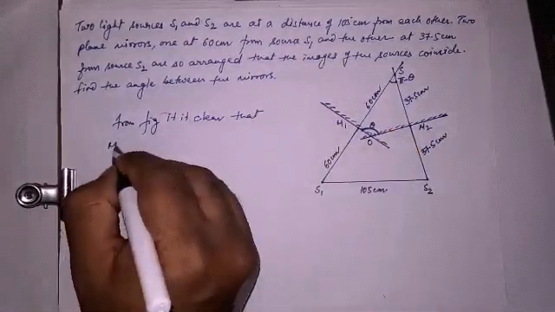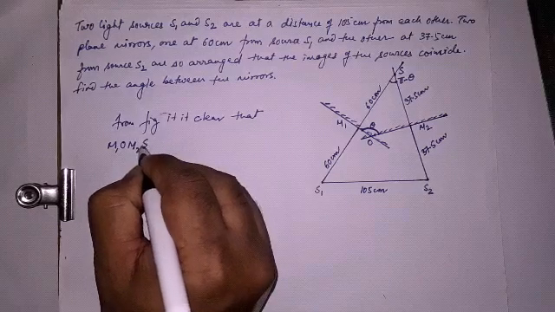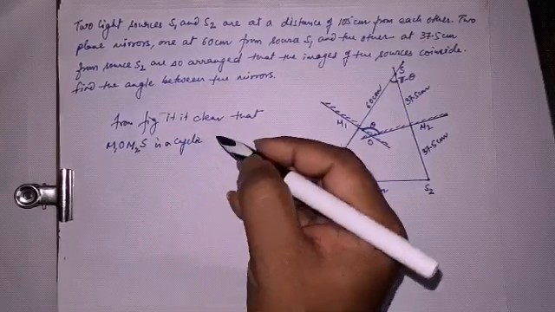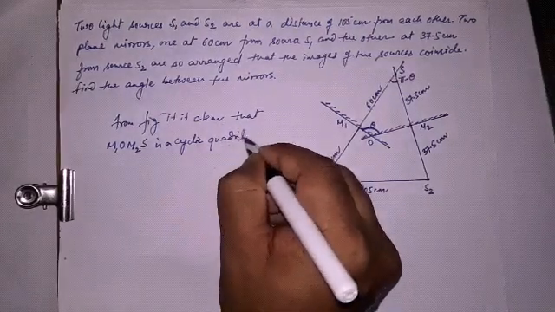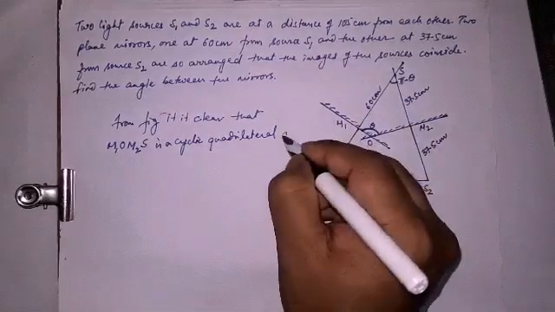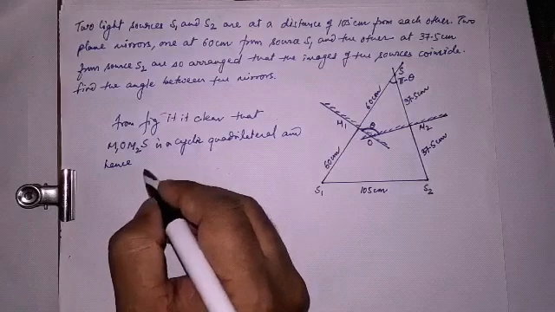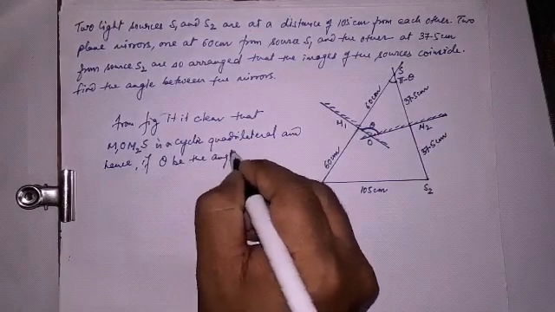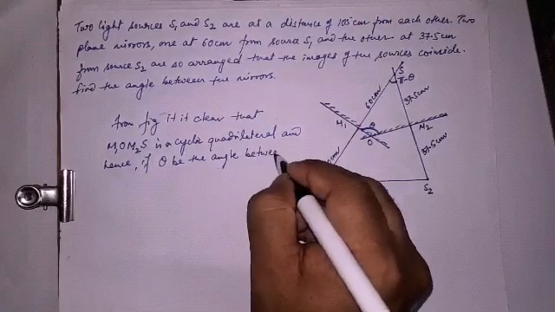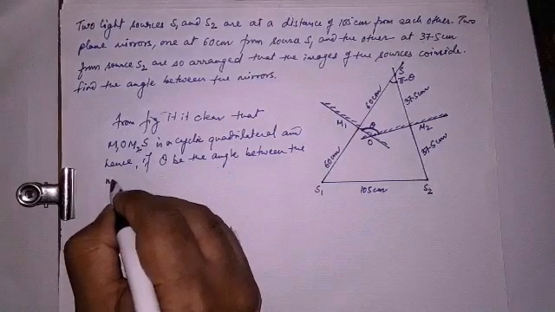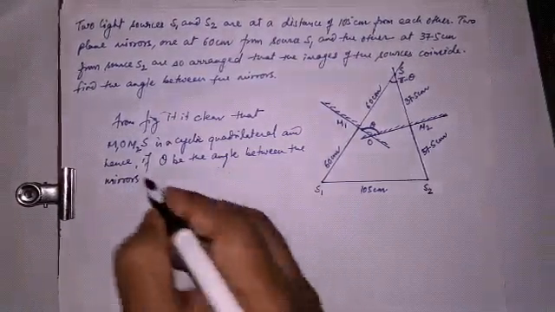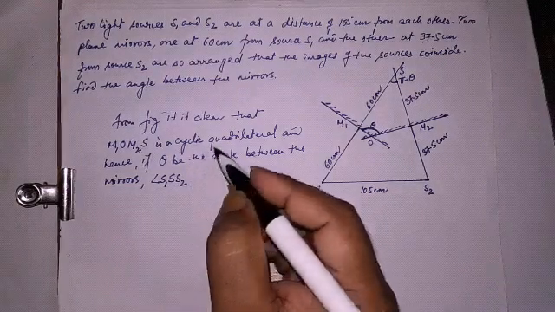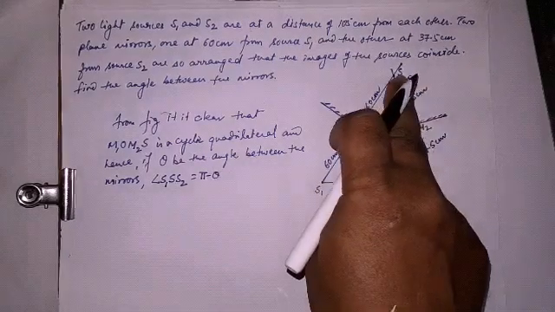that S M1 O M2 is a cyclic quadrilateral, and hence if theta be the angle between the mirrors, then angle S1 S2 is equal to pi minus theta, what we have written over here.